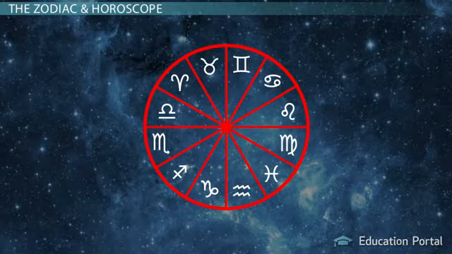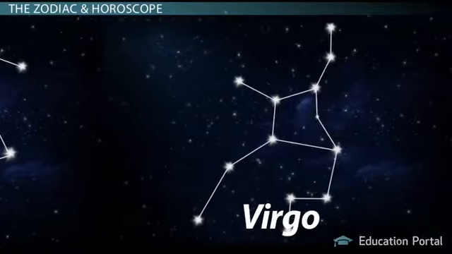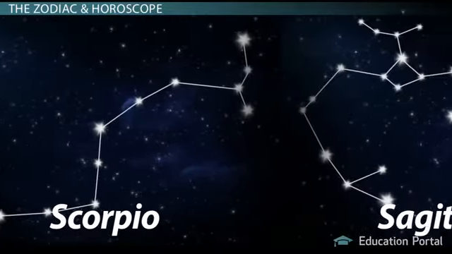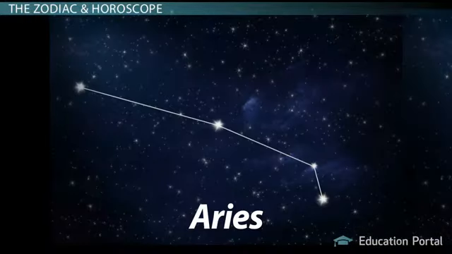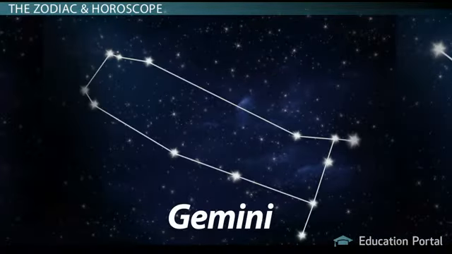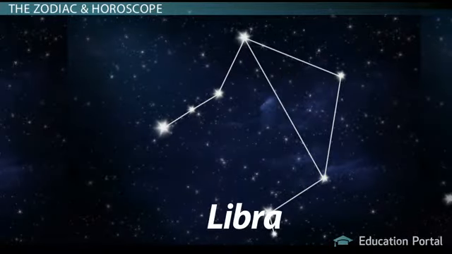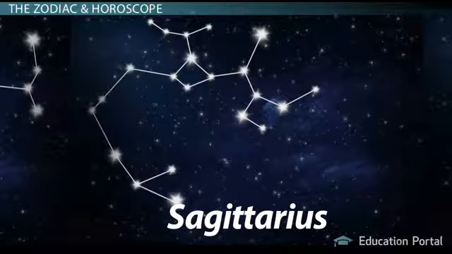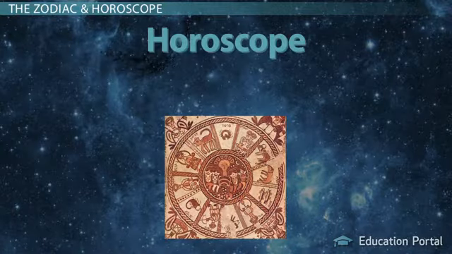Since there are 12 30-degree sections in a circle, each section was given a sign. Each sign was named after an important constellation appearing along the ecliptic thousands of years ago. These ancient constellations include Aries, Taurus, Gemini, Cancer, Leo, Virgo, Libra, Scorpio, Sagittarius, Capricorn, Aquarius, and Pisces. These names should be familiar to horoscope readers.